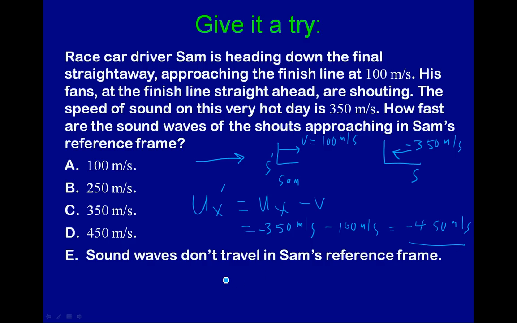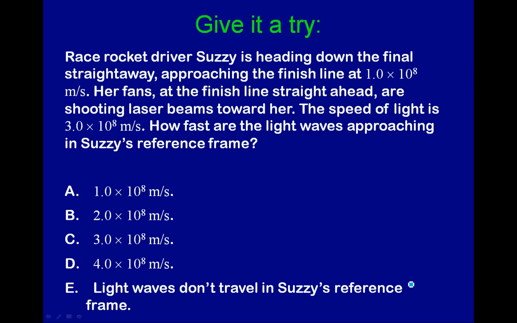Another way to think about this, like we were talking about before, is that because they're heading in the same direction, the relative speeds will add. Because Sam is running into these shouts, they're going to speed up. Hopefully that makes sense to you. Now let's think about this identical situation, but now it's Susie with a race rocket, and the people, instead of yelling at her, are shooting laser beams at her at the speed of light. She's moving really fast, 1 times 10 to the 8th meters per second. How fast are the light waves approaching in Susie's reference frame?